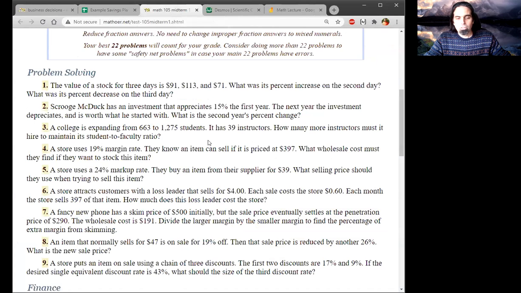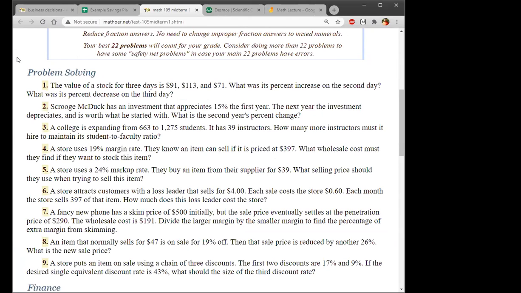I see some nods. Okay, let's not move to finance yet. Anything else in the problem solving section making you nervous to see? Can you do number 5? Sure.